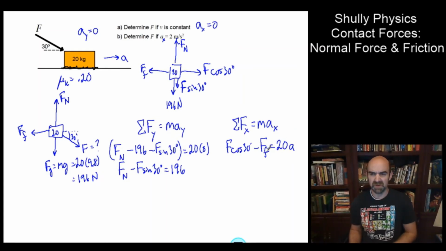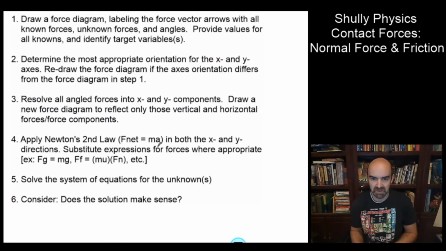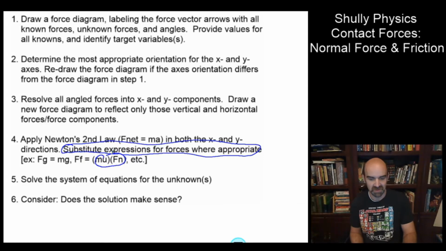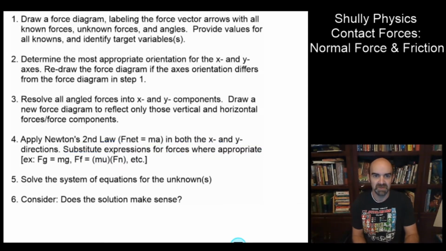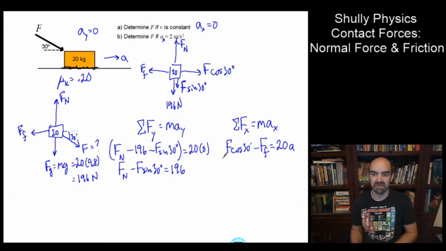And we got this friction, but friction and normal force are related. So in my problem solving process here, I put a little reminder: substitute expressions for forces where appropriate. And it looks like it's a good idea now because friction is mu times normal force. Okay, it's there to help you. Please use that list. Check it off if you get stuck.